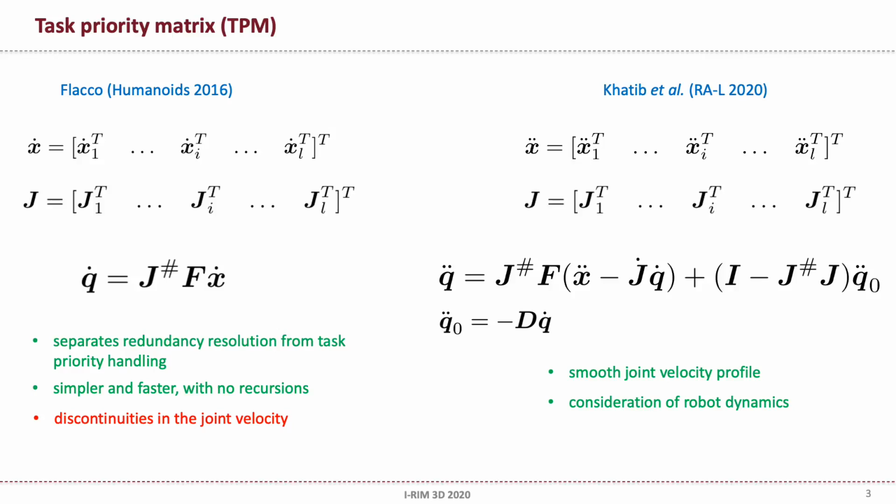In our recent work, we extended and implemented the TBM method at the acceleration level to eliminate any discontinuities in the joint velocity due to any change in the task priorities or dependencies. In this way, we allow also the consideration of any other additional task at the joint level to be included as null space terms. However, in both methods, joint inequality constraints have not been considered.